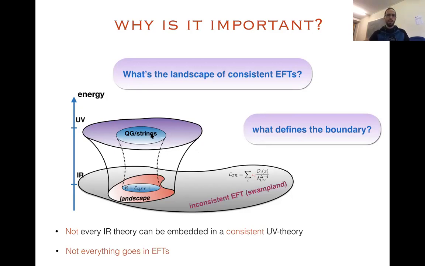This question is not only relevant when you talk about strings or quantum gravity, which of course generate in the infrared only a subset of all the possible effective theories you could write down that emerge from the RG evolution of a consistent theory. It's also meaningful in the context of quantum field theory: how can you embed a generic effective field theory within a consistent quantum field theory, regardless of gravity, if we impose further constraints?